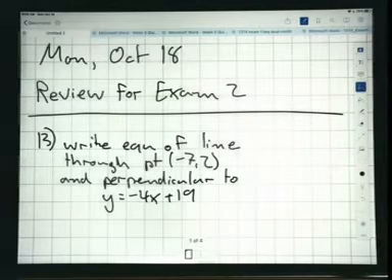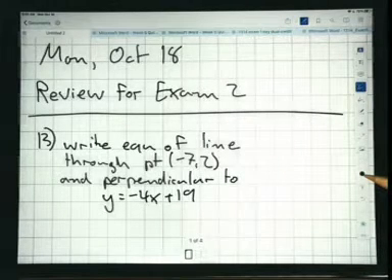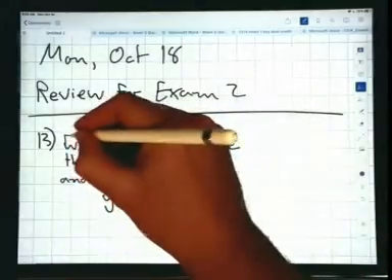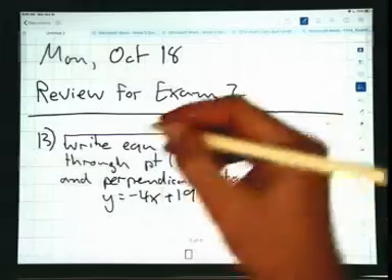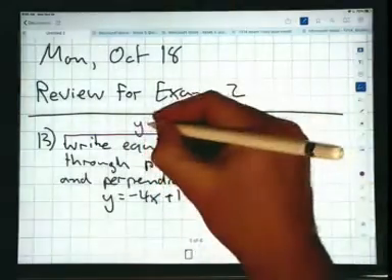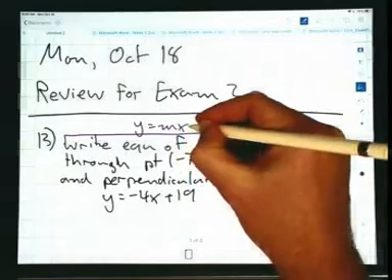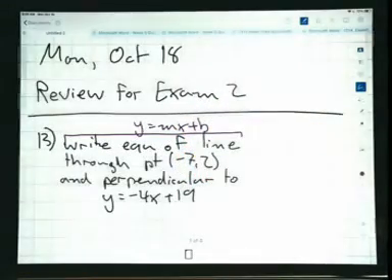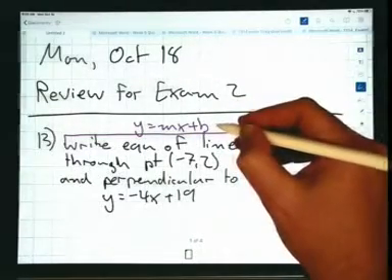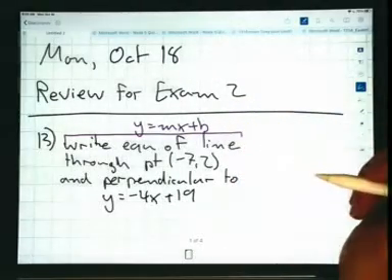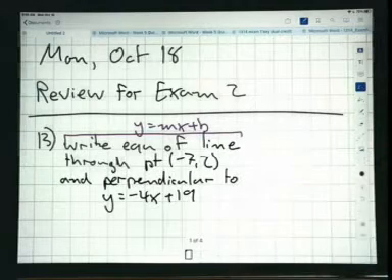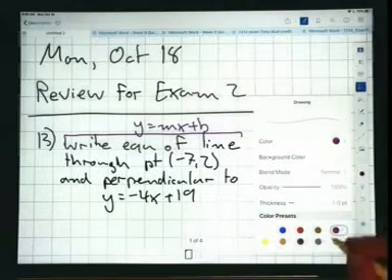Alright, so first of all, when I say write the equation of the line, the format that this answer must be in is y is equal to mx plus b. That's the format that we're looking for. Why do we want this format? Because under this format, I can easily graph the line. Okay, so we want it under this format.